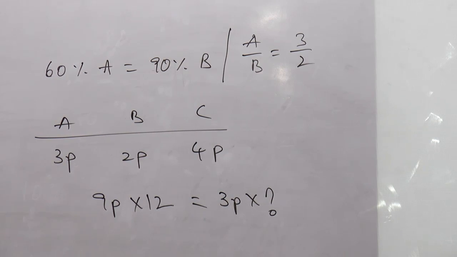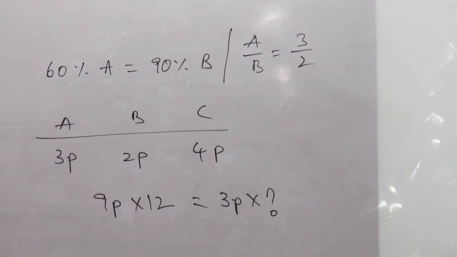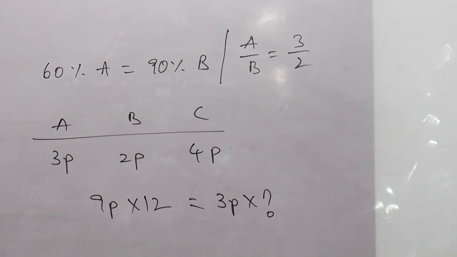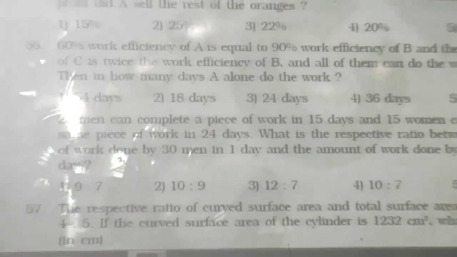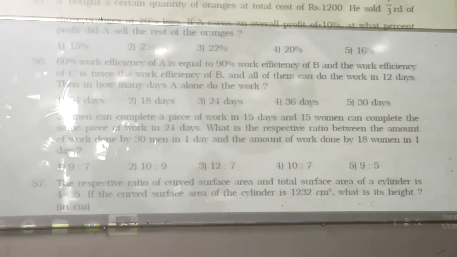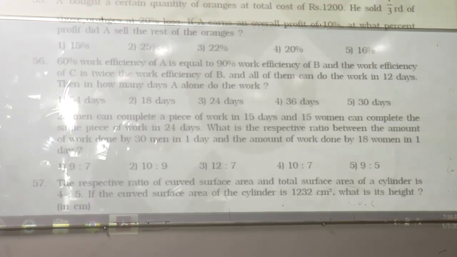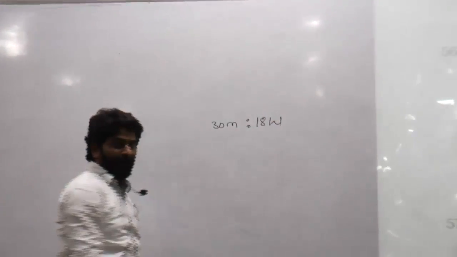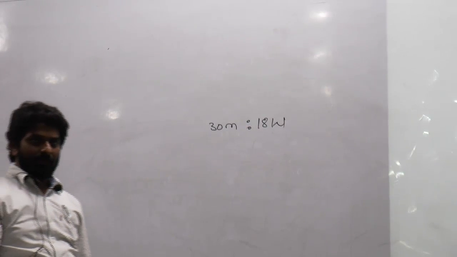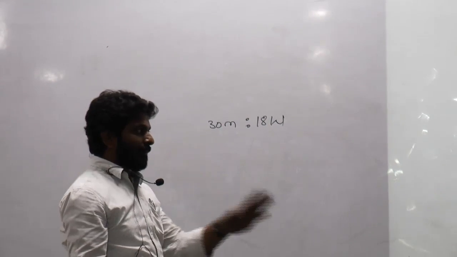Same question in Saturday's paper. 28 men can complete a piece of work in 15 days, and 15 women can complete the same piece of work in 24 days. What is the respective ratio between the amount of work done by 30 men in 1 day and the amount of work done by 18 women in 1 day? Okay. Now you need to go for the 1 day work of 30 men and the 1 day work of 18 women. This is what you need to calculate. Many ways are there. We don't want to write many steps.